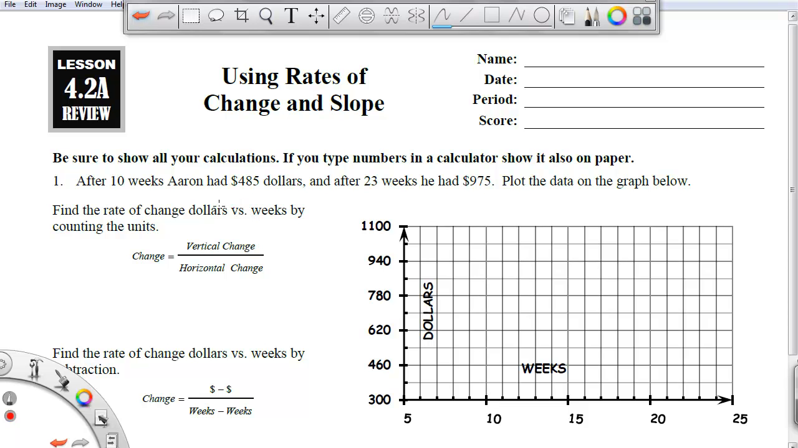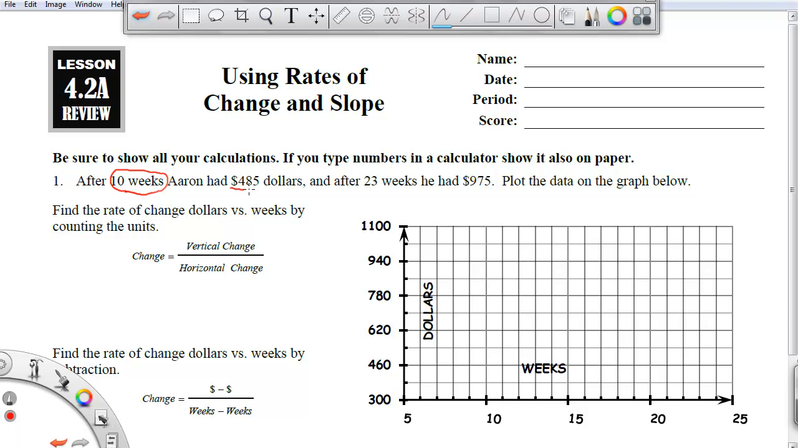So why don't we get started here, and let's go ahead and do some reading. It says after 10 weeks Aaron had $485, and after 23 weeks he had $975. Just plot the data on the graph below, and then we need to have a few questions that we have to answer. So first of all, let's circle what we know to be our ordered pair.